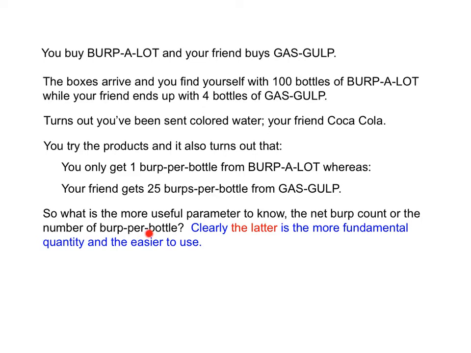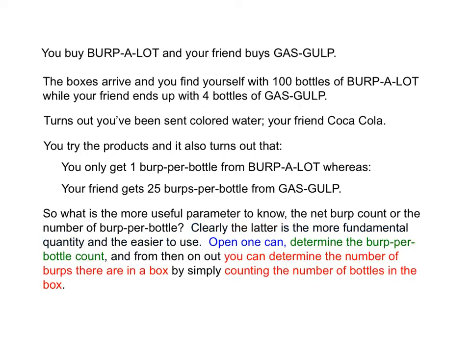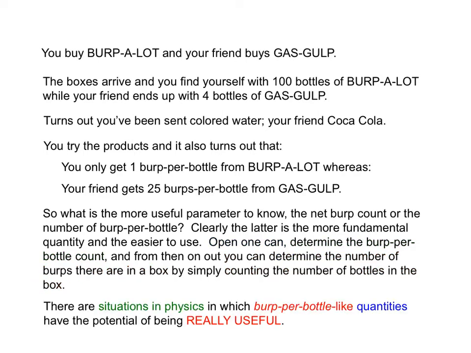Clearly, the number of burps per bottle is a more fundamental quantity. It's also easier to use. All you have to do is open up a can or a bottle, determine how many burps per bottle there are in the container, and then if you've got a box and you want to know how many total burps there are associated with the box, all you have to do is just count the number of bottles. As insipid as this is going to sound, there are situations in physics in which burp per bottle-like quantities have the potential of being really useful.